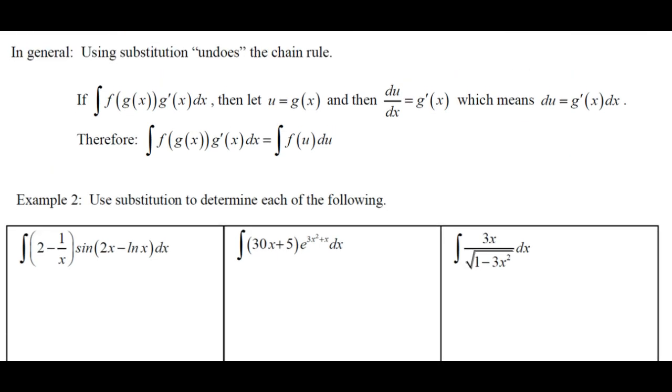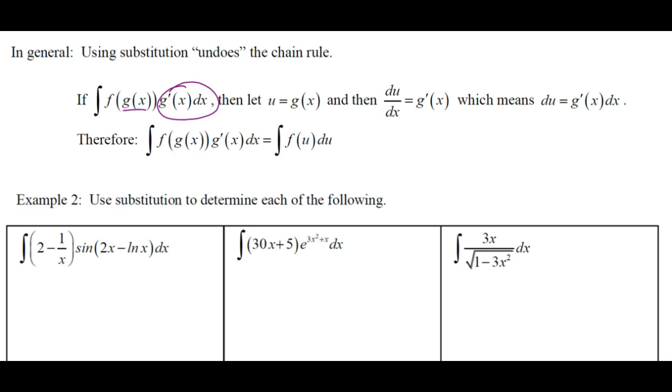Okay, in general, using substitution undoes the chain rule. Like burying the lead, right? This could have been the first thing we led with. Substitution. So if the integral of f of g of x times g prime of x dx, right? Which means if we can see that the derivative of this inner function is out there in some form, right? May require a constant to make it the same.